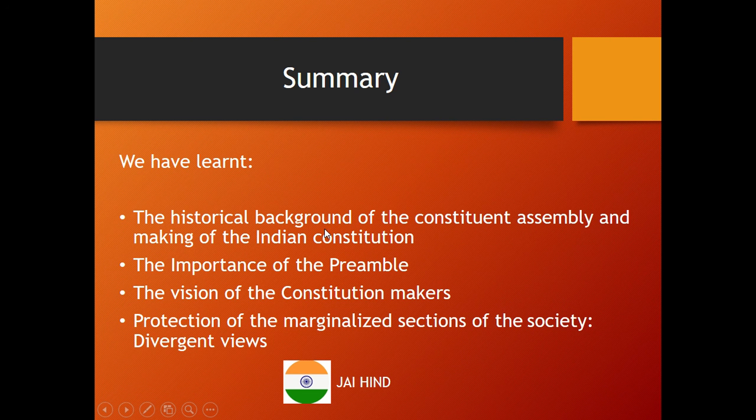Now, by way of this talk, we have learned about the historical background of the Constituent Assembly and making of the Indian Constitution, the importance of the preamble, the vision of the Constitution makers, and protection of the marginalized sections of the society. We have learned about the divergent views as presented in the Constituent Assembly.